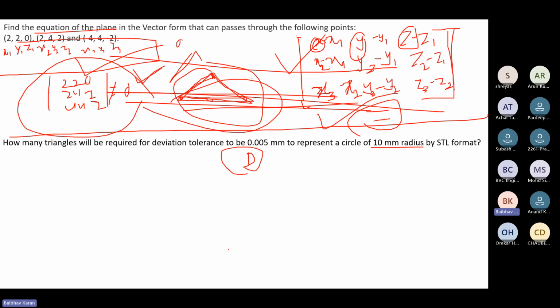And here, what is given? D is given, the deviation tolerance. This is not angle tolerance. This is deviation tolerance. So what's the formula for that? I think these are the questions which are there in the assignment as well. So if you solve these questions, it will be helpful for your assignments.